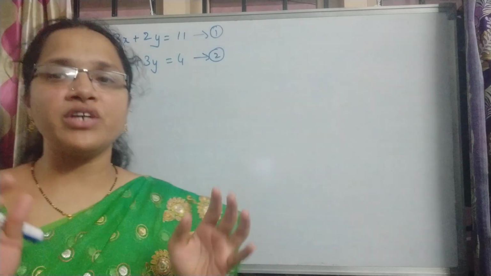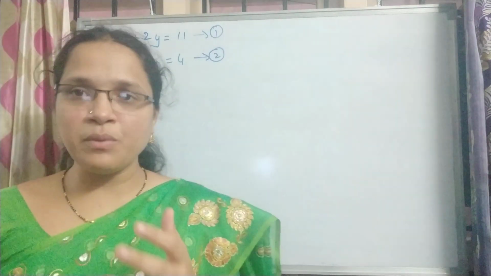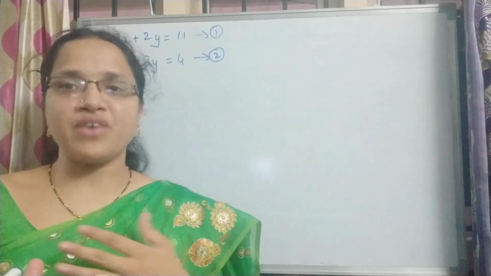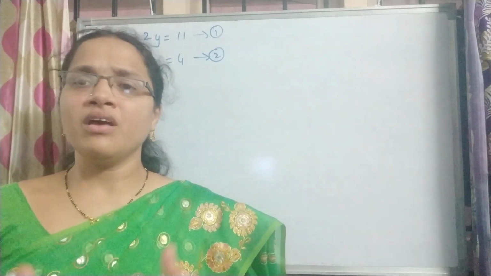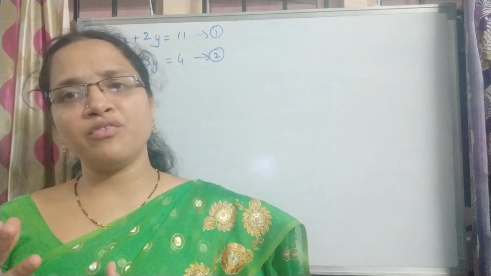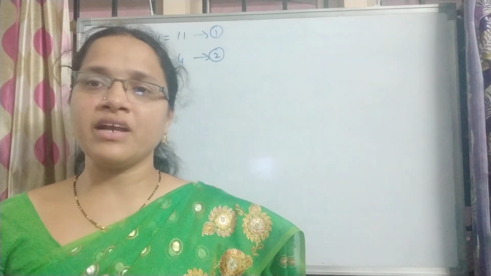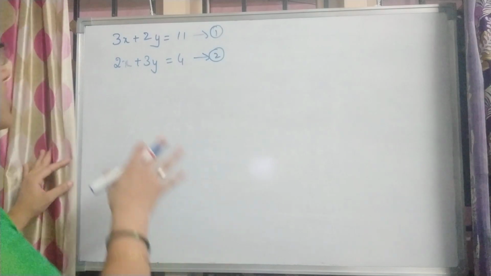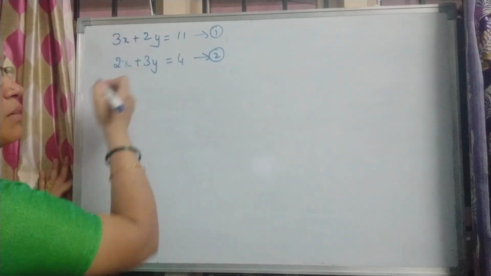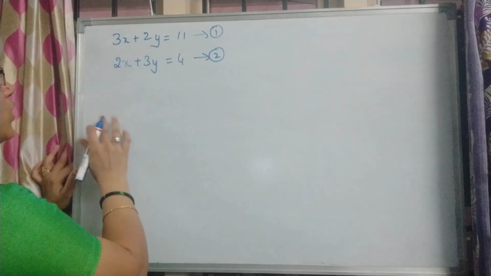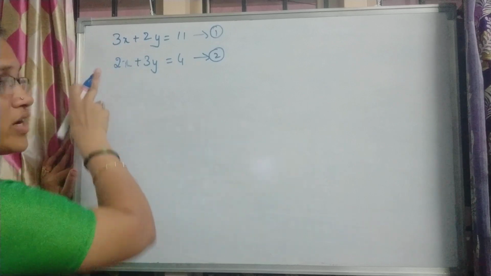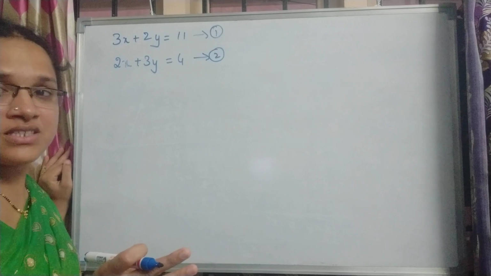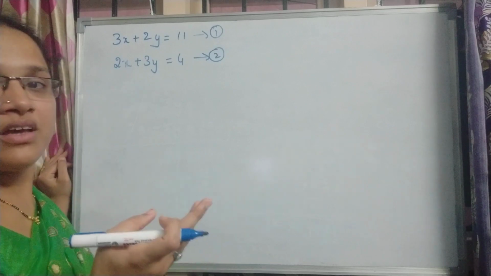Now, how to make them similar? First and foremost, you should decide which variable you want to eliminate. Suppose I want to eliminate x, there's no issue. Even if you want, you can eliminate y first and then go for x. So let me eliminate x first. How to make these coefficients equal? This is 3 and this is 2, and both are prime numbers, they are not even multiples of each other.